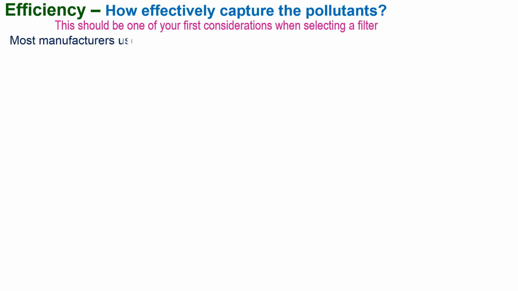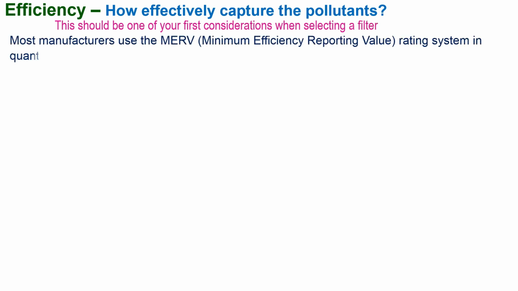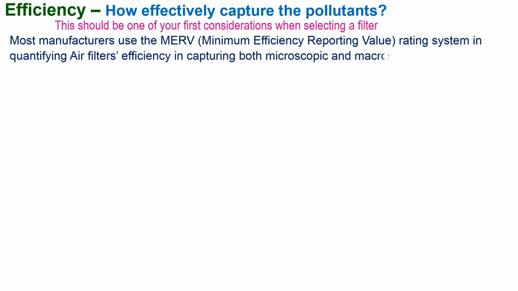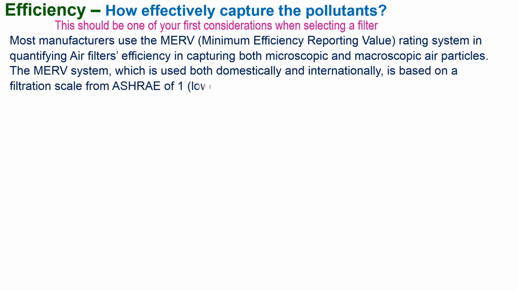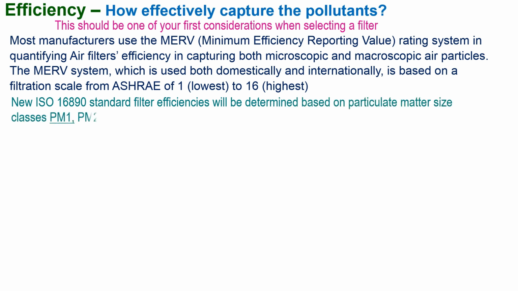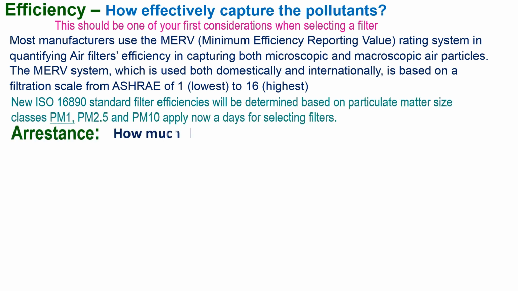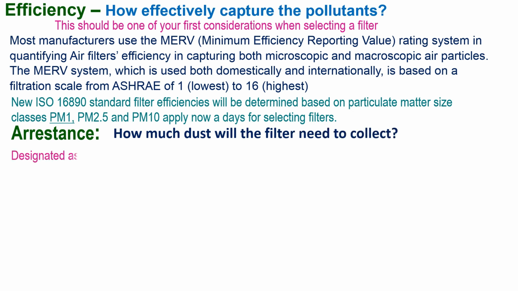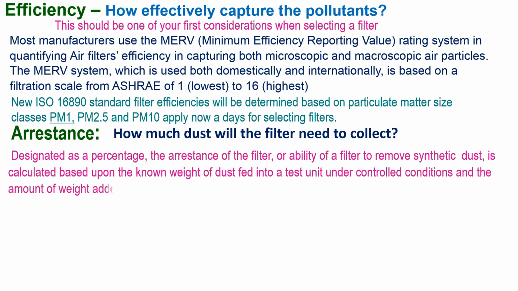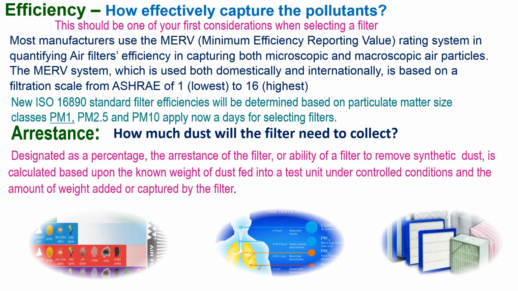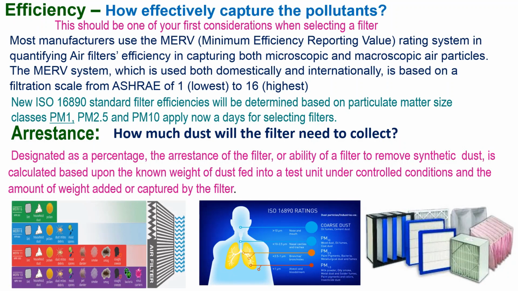This should be one of your first considerations when selecting a filter. Most manufacturers use the MERV rating system in quantifying air filters' efficiency in capturing both microscopic and macroscopic air particles. The MERV system, which is used both domestically and internationally, is based on a filtration scale from ASHRAE of 1, lowest, to 16, highest. New ISO 16890 standard filter efficiencies will be determined based on particulate matter size, classes PM1, PM2.5, and PM10, and apply nowadays for selecting filters.